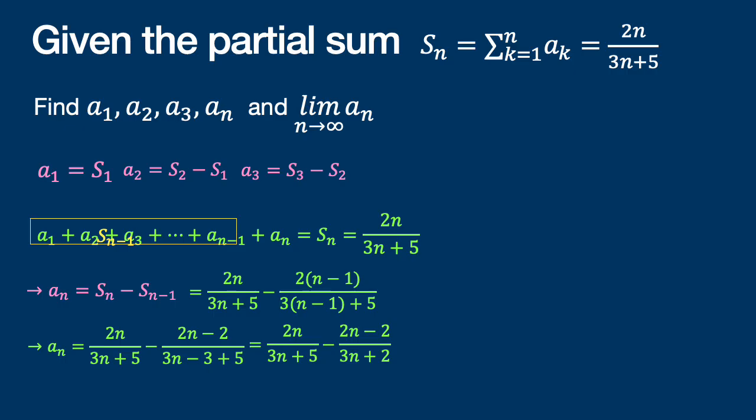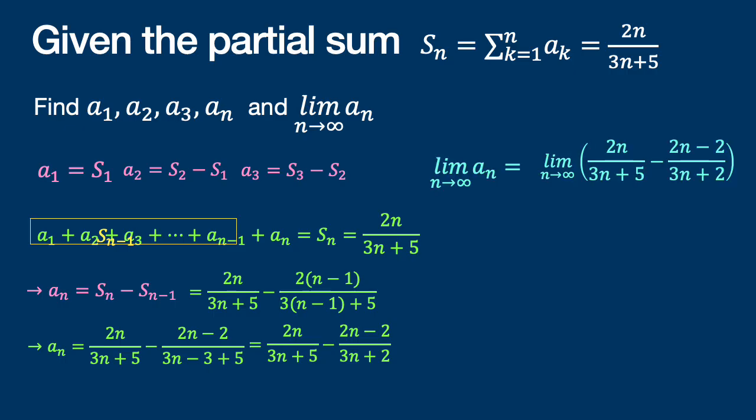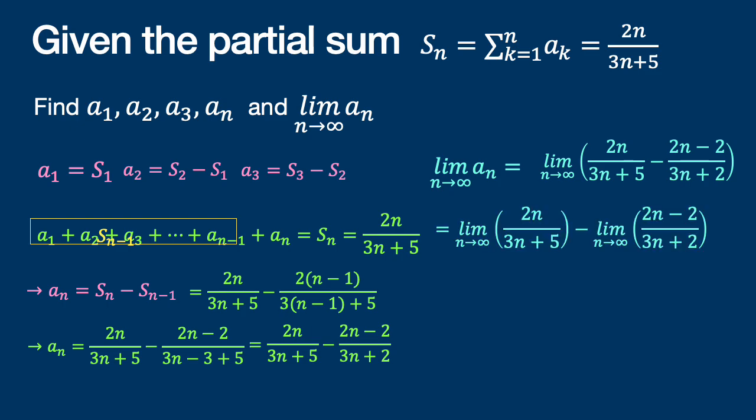So can you find the limit of the An sequence? Take the limit of An: 2n over 3n plus 5 minus (2n minus 2) over (3n plus 2). Find each limit, guys. The limit of 2n over 3n plus 5, and the limit of the second term. You can apply L'Hopital's rule, taking the derivative of each numerator and denominator. That's going to be 2 over 3. Exactly the same for the second term, 2 over 3. The limit of the sequence is going to be 0.